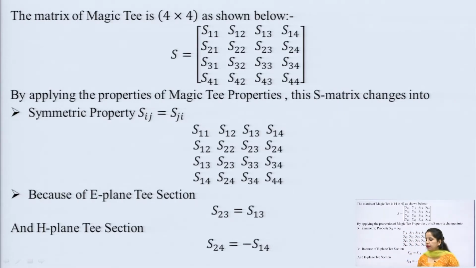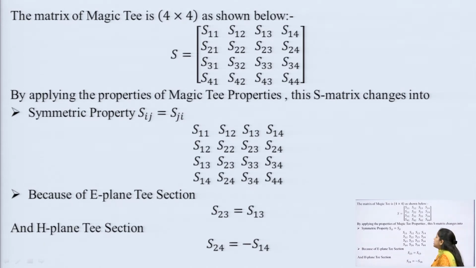So, as per this, now the S matrix analysis of our Magic T. Magic T is a 4x4 matrix because it contains 4 ports. So, the basic matrix is given like this, and now one by one, for getting the exact matrix, we are going to apply the properties of the Magic T.